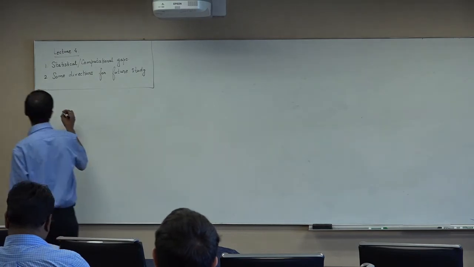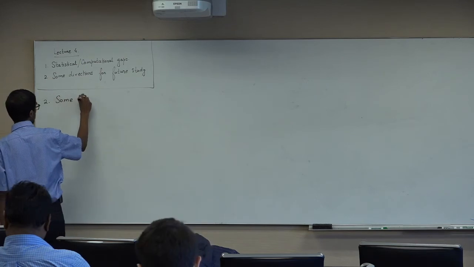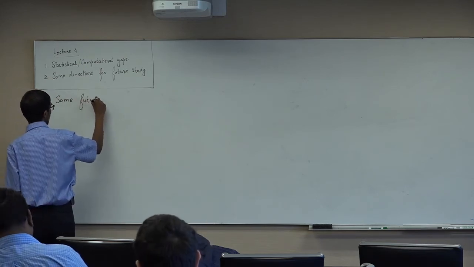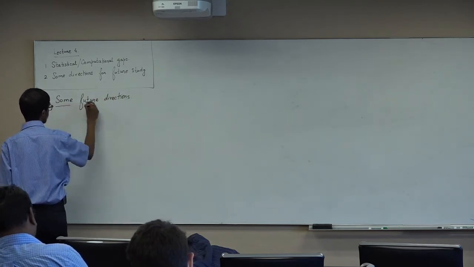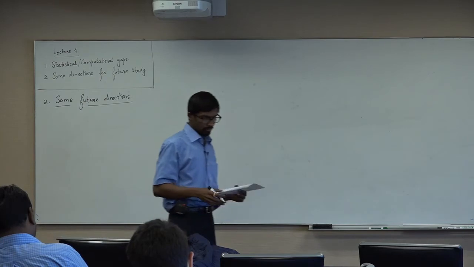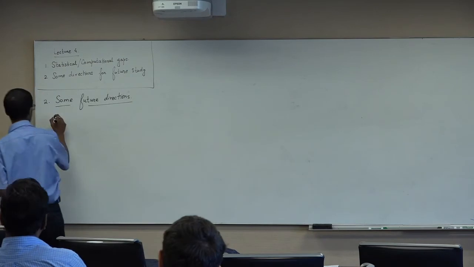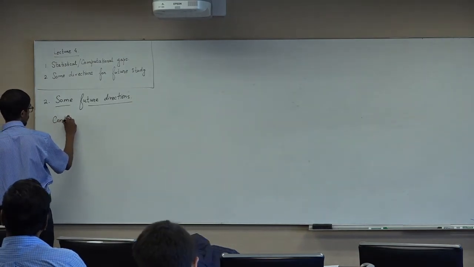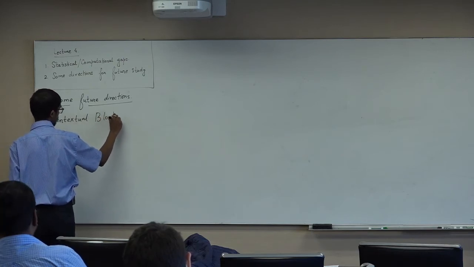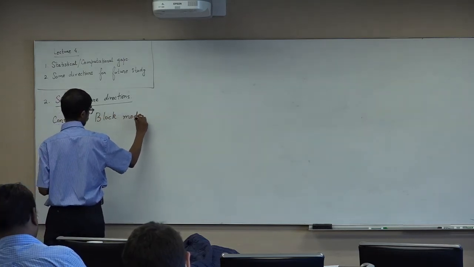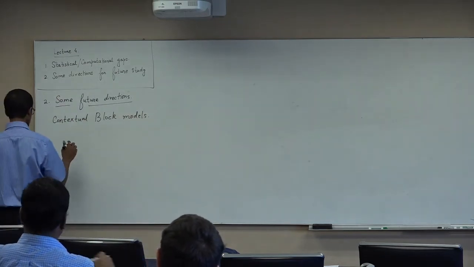Okay, so the first set of questions, some future directions. Some of these are basically in the context of even the contextual block model that I introduced early on. So, contextual block models. Let me just recall the model at least for the k equals 2 case.